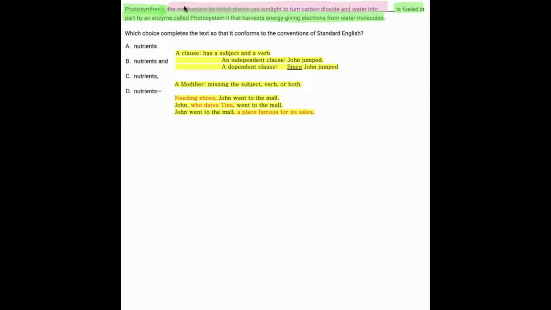So it just starts as the mechanism by which the plants use sunlight. Now, by the way, if you're really astute, you're noticing that there actually is a noun and a verb, plants use, but it's still considered a modifier, or an appositive by some vocabulary, if the part at the beginning is missing the subject and verb.